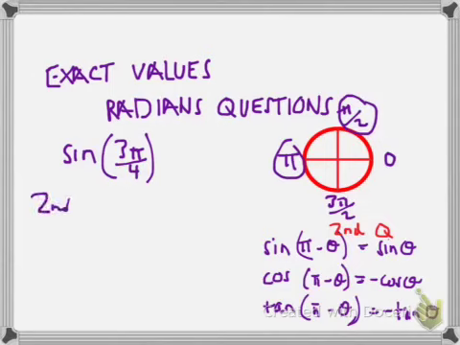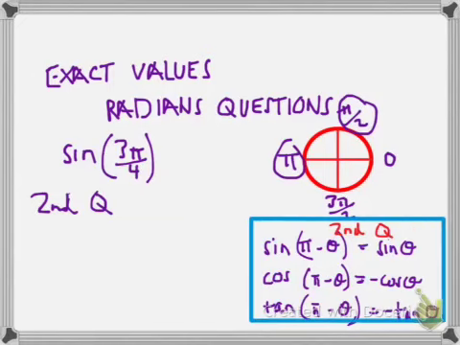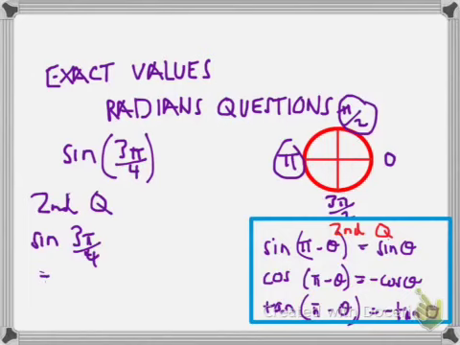And I'm going to start writing this down now. Second quadrant. So I've got my second quadrant rules down here in the bottom right hand corner. And for second quadrant, sine 3 pi on 4 equals sine pi minus something. Now, what do we take away from pi to get 3 pi on 4? Now, remembering that pi is actually 4 pi on 4.